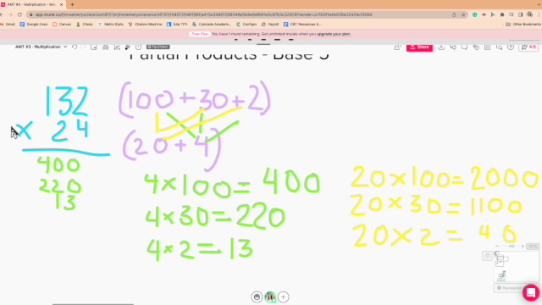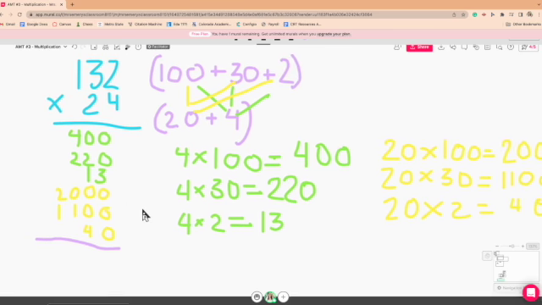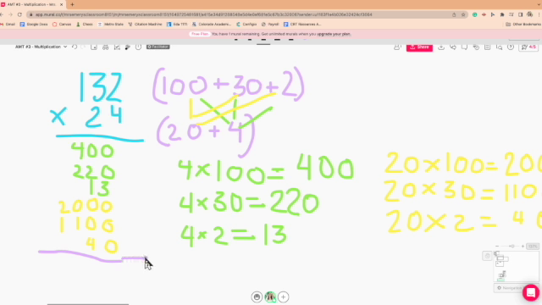All right, now we're going to put those also underneath our original problem. So we have 2, 0, 0, 0, 1, 1, 0, 0, and 4, 0. All right. It's not perfectly organized under there, but we can see that everything is lined up by place value. So when we add it up, we are going to be able to get to the answer, hopefully, that is mathematically correct. So we're going to add this all up and get our product.